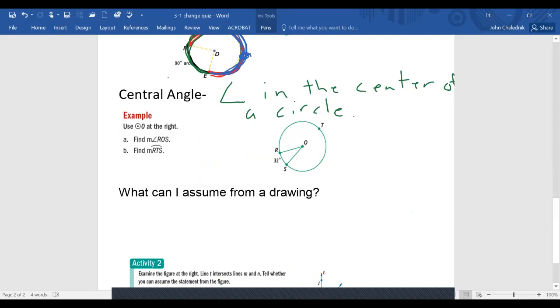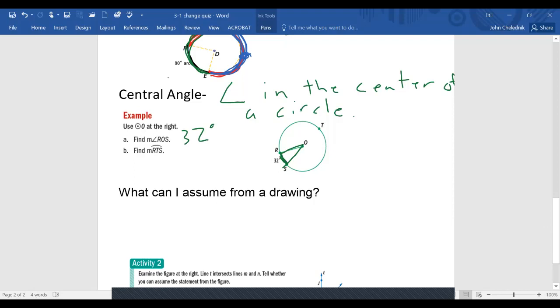It says find the measure of angle ROS. This literally could not be any easier. The measure of this angle, ROS, is equal to the measure of its arc right there, which is 32 degrees. So that's a 32-degree angle.